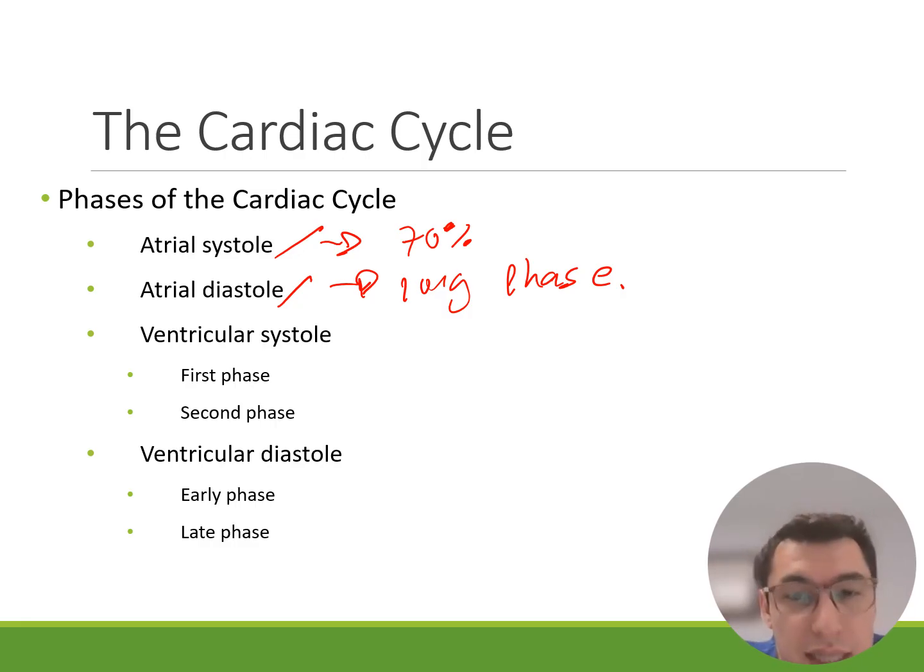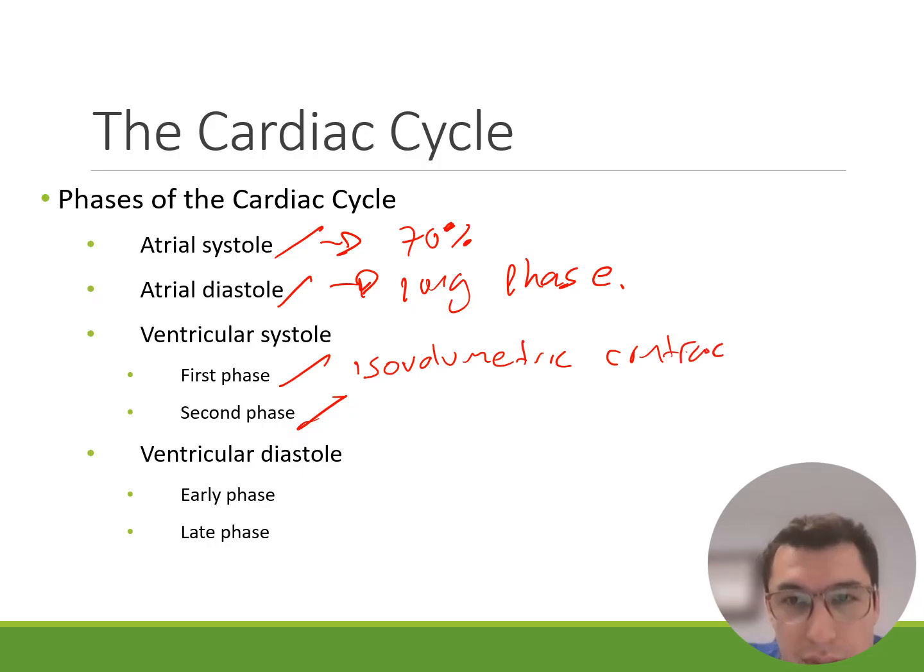Ventricular systole starts right at the end of atrial systole. And with this, we have the first phase and the second phase. The first phase is known for its isovolumetric contraction. And what we're doing here is we're starting to squeeze those ventricles and we're increasing the pressure without augmenting the amount of blood that is within.